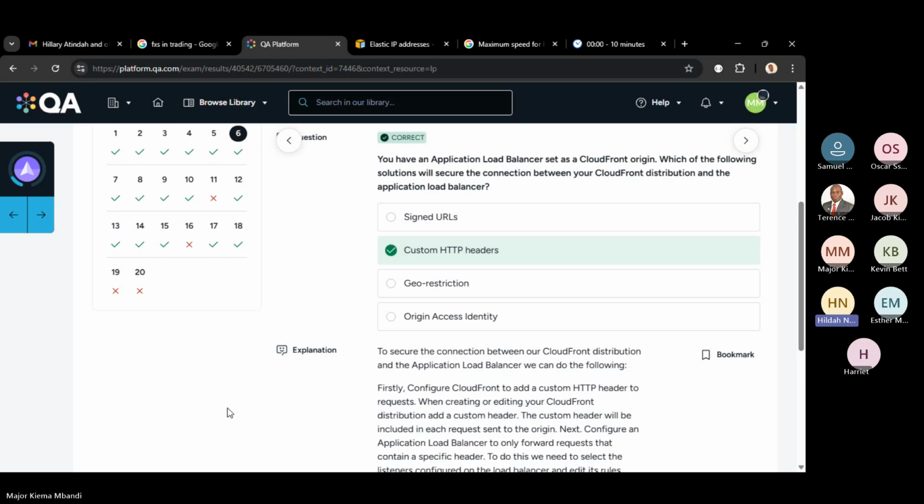You have an application load balancer set as a CloudFront origin. Which of the following solutions will secure the connection between your CloudFront distribution and the application load balancer? The answer there is custom HTTP headers.